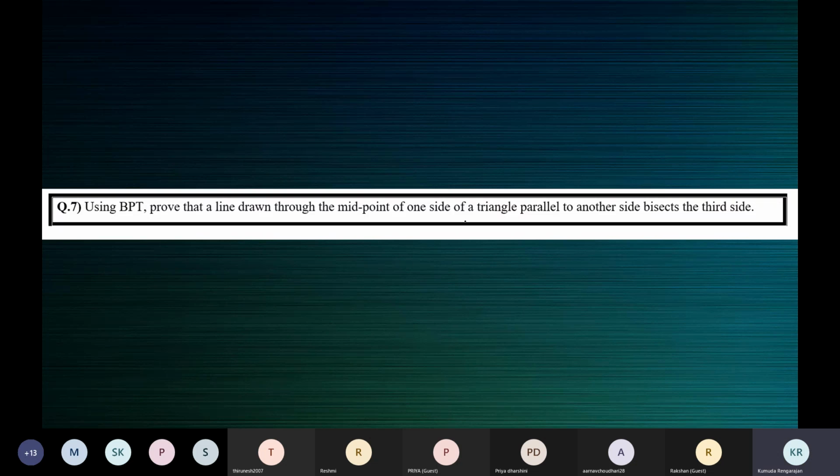Now, let's understand the statement first. There's a triangle, and there's a line drawn through the midpoint of one side of the triangle. A triangle has three sides. A line is drawn. So now these are three sides of the triangle. Now say this is the midpoint. This is the midpoint of this side. A line is drawn through the midpoint of one side of a triangle. So this is that one side of the triangle, and this is the midpoint of that one side.